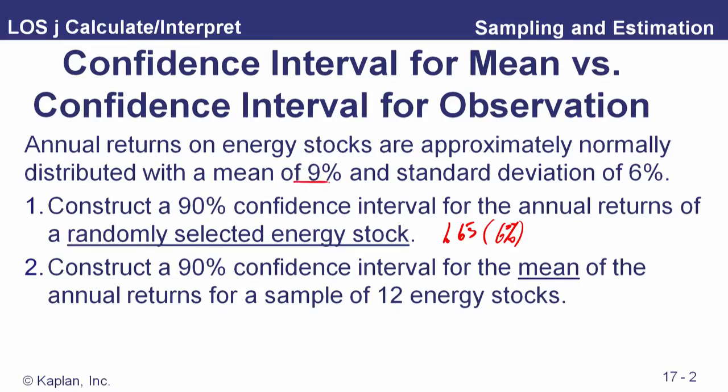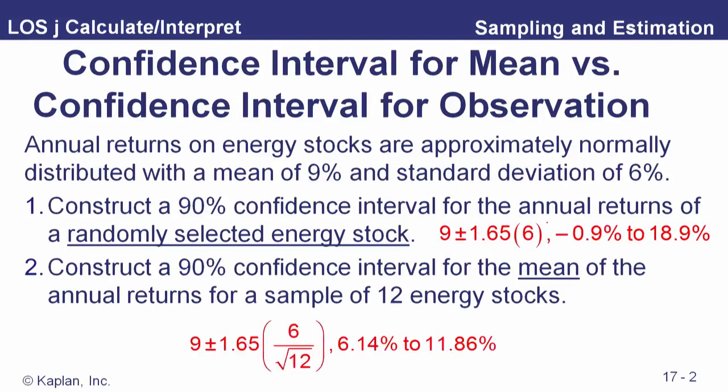And we've got a mean of 9. So we're going to take 9% plus or minus 1.65 standard deviations. The second one says construct a 90% confidence interval for the mean of the annual returns of a sample of 12 energy stocks. So we're going to get a narrower confidence interval for the mean of 12 than we do for an individual observation.